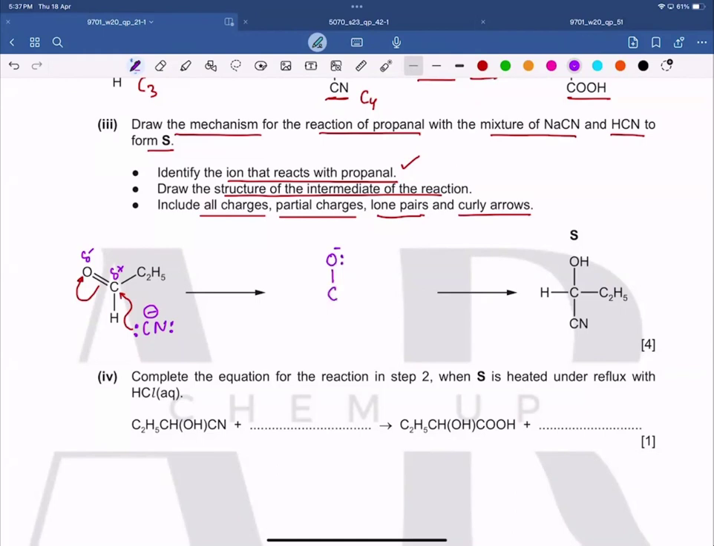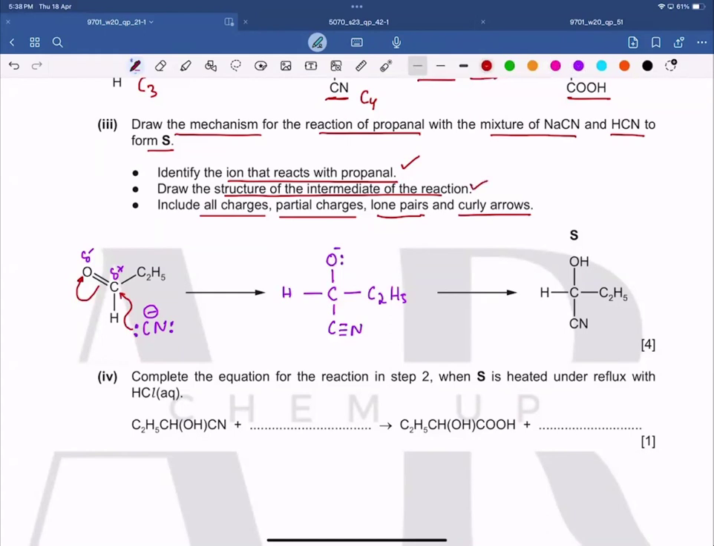And it has a single bond with the carbon. We got a C2H5 on one side and H on the other side. And here a CN or C triple bond N, you can write it either way, gets bonded to the carbon. So we got the intermediate. So we are done with this as well.